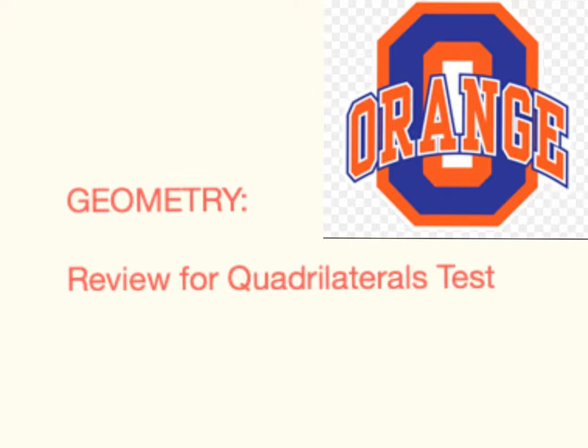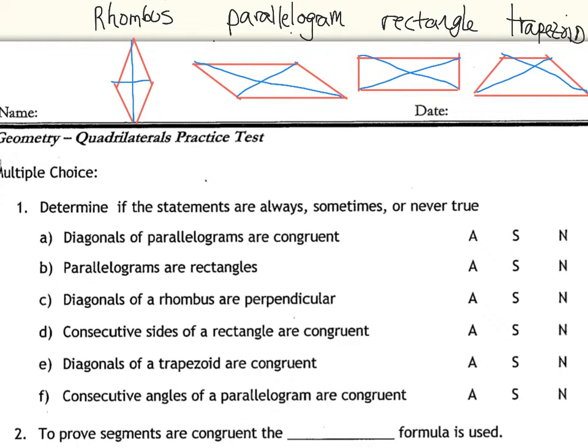Hi everyone, here's a video where I will work out all of the problems on the study guide to review for our quadrilaterals test. These always, sometimes, or never statements are really tricky. We want to go carefully through these, drawing pictures and thinking about it. We can't reason based on appearances, but we can draw pictures to help us to just think about the symmetry that the shapes have or the transformations that the shapes would have.